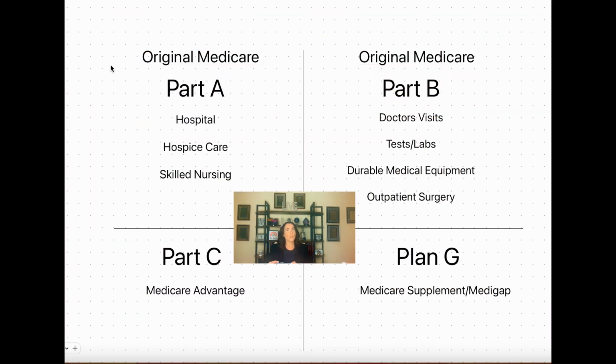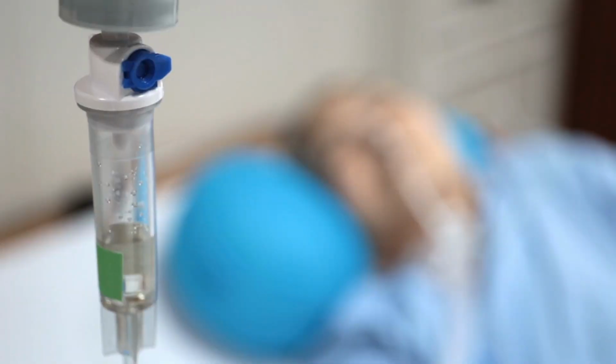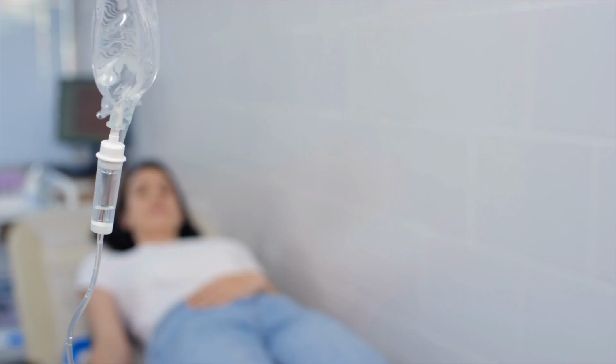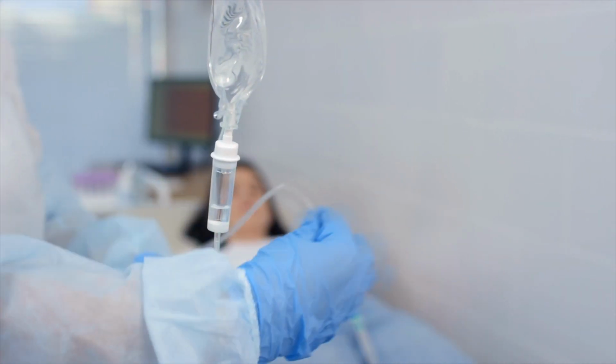Now, let's head over to Part B. Part B is also Original Medicare. So you can write that in at the top of the Part B section. Part B covers outpatient care and a wide range of outpatient medical services, including visits to your doctor and specialists, tests like MRIs, CT scans, lab work, blood work, outpatient surgeries, also outpatient treatments like infusions or injections that you may have at the doctor's office.